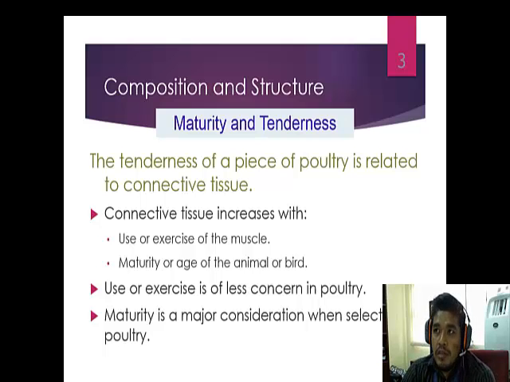If you are going to slow cook something for a long time, you can always go for something that has a lot of connective tissue, because it is tough. Your protein will not break, and it will still be intact and very presentable even if you cook it for a longer time.